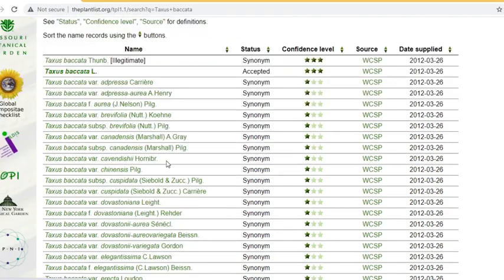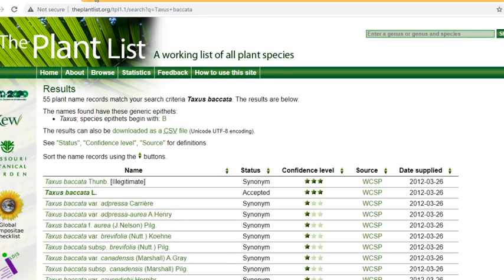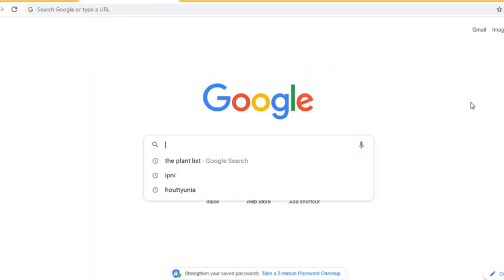All right, now we have seen how to search plant names in the plant list. The Plant List will give you the correct names of all the plants and their latest status, whether those are valid names, invalid names, illegitimate names, legitimate names, etc. Now another website which you can trust for the names of plants is IPNI. IPNI stands for International Plant Name Index.